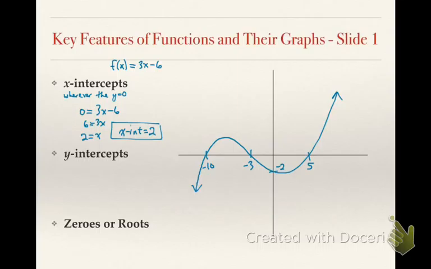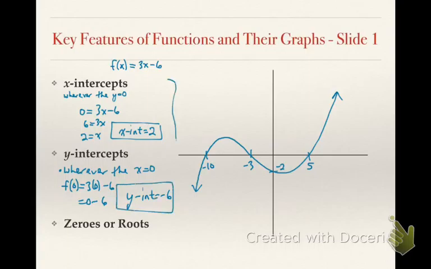Y-intercepts are found wherever the x is equal to 0. So what I'm going to do is substitute 0 in for x. I'm evaluating f of 0 essentially. So using the same example above, 3 times 0 minus 6, 0 minus 6, negative 6. So the y-intercept is negative 6. Now zeros or roots are really the same thing as the x-intercept, so it's wherever it crosses the x-axis. So the zero in this case is 2.